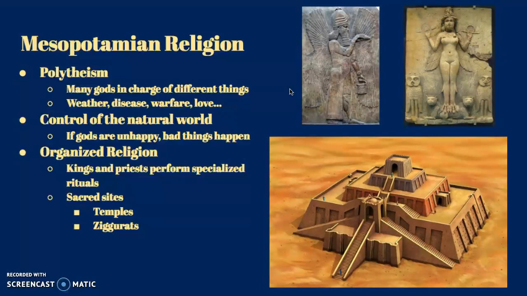And these special rituals would be performed in temples. And temples were any special religious area reserved for the gods. And one particular kind of temple that was built in the most important Mesopotamian cities was the ziggurat.